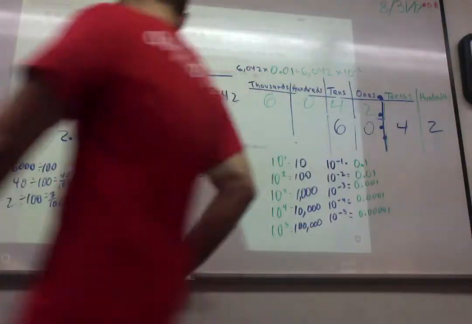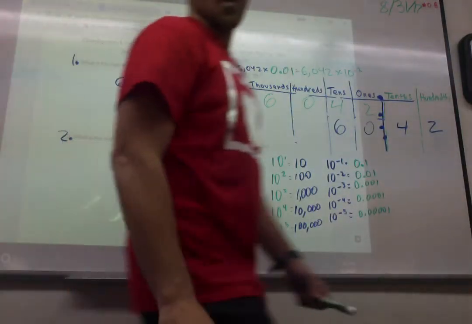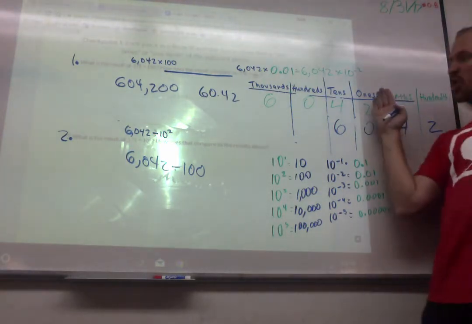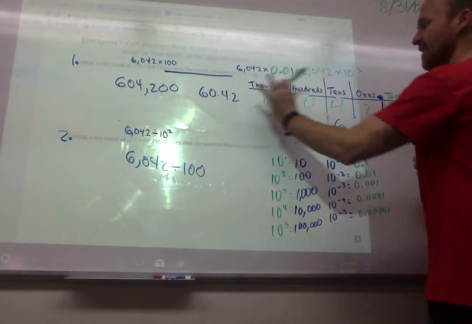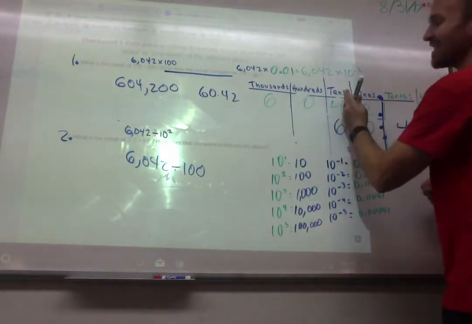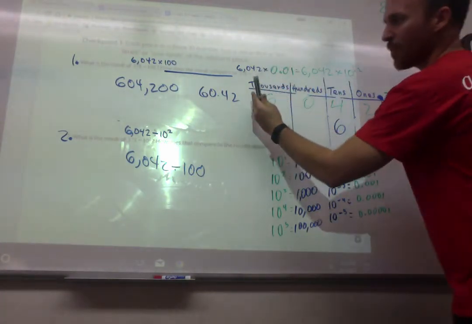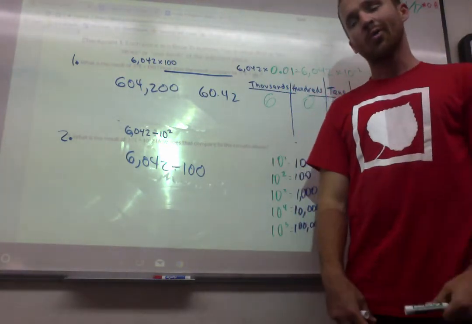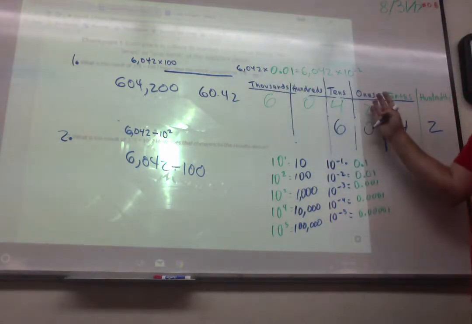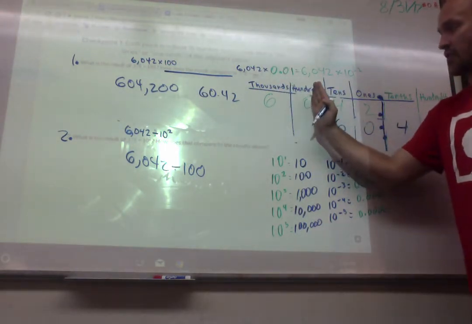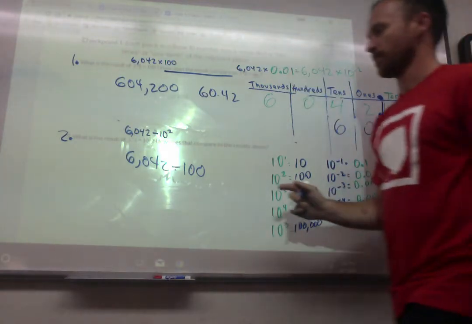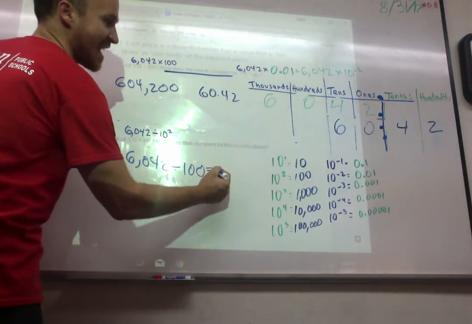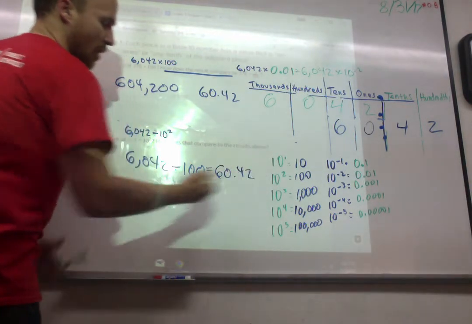Why am I moving it over 2 place values? This relationship is important in this place value chart. When I move to the left, that's 10 times bigger, every place value. Every place value going to the right is 10 times smaller, or 1/10 smaller. Or you divide it by 10 every time. 2 jumps, 100. 6,042 divided by 100 is 60 and 42 hundredths.